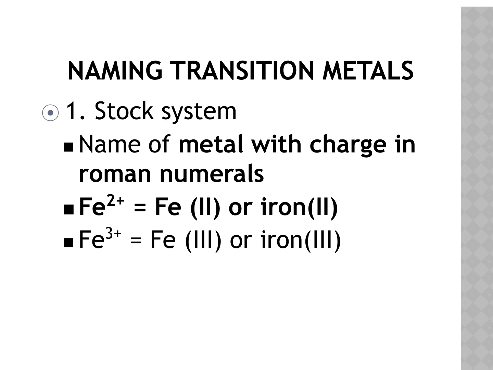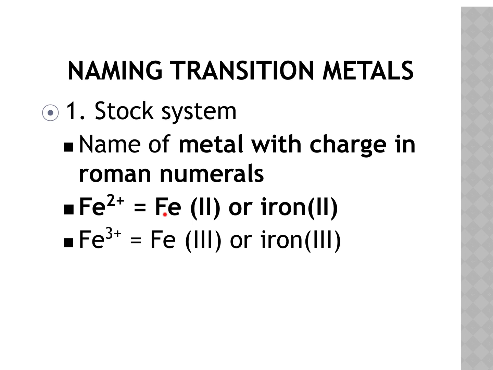So we use something called the Stock system. How we name transition metals, we just say the name of the metal, and then whatever the charge is goes in Roman numerals in parentheses. I'm going to use iron as an example. Iron can either have a +2 charge or a +3 charge. So whenever we talk about iron, we have to specify: is it the one with the +2 or the +3?